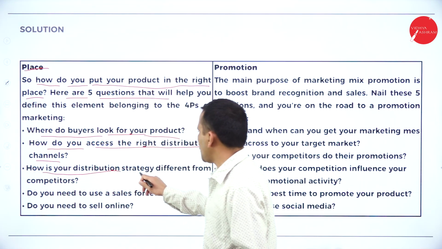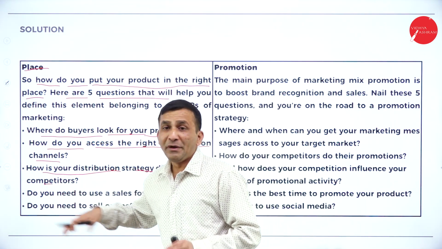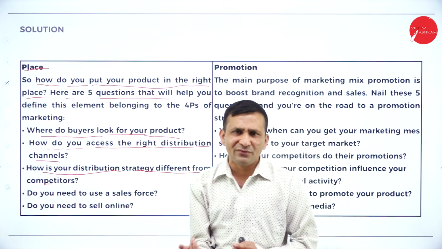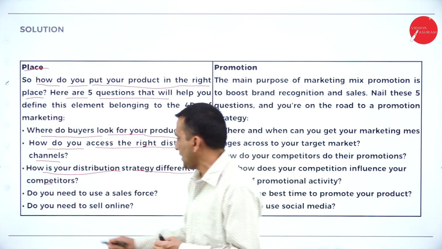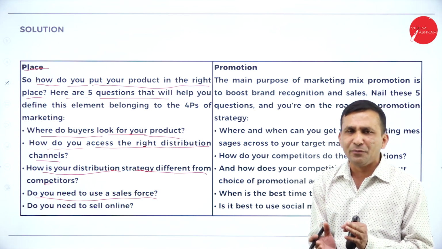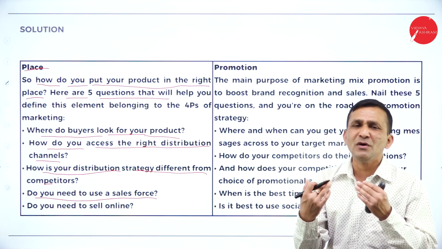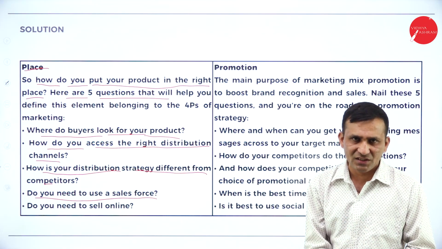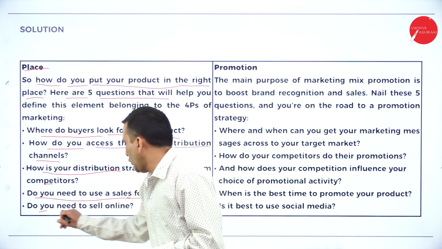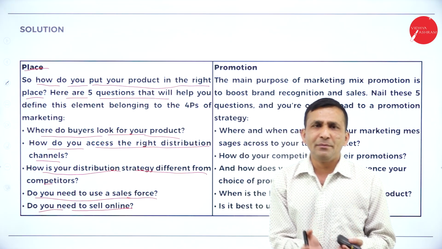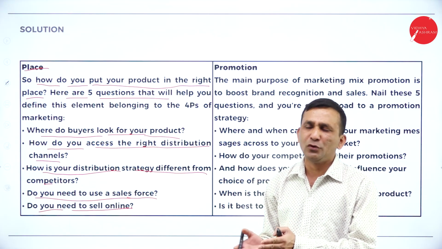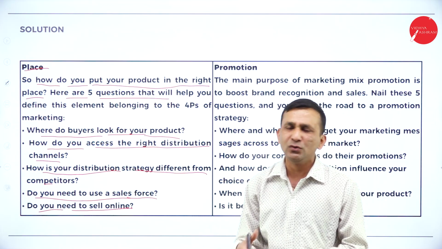How is your distribution strategy different from your competitor's? Because the competitors are offering a similar product to the consumer, I want to refer to the competitor's place strategy or distribution strategy. Do you need to use a sales force? In the case of electronic goods, equipment or heavy machinery, the consumer wants more clarity about operation, so the sales force will be personal selling. Do you need to sell online? Of course, everybody is going for the modern marketing concept. Consumers are getting plenty of opportunity with the help of online marketing, so they are depending on it.